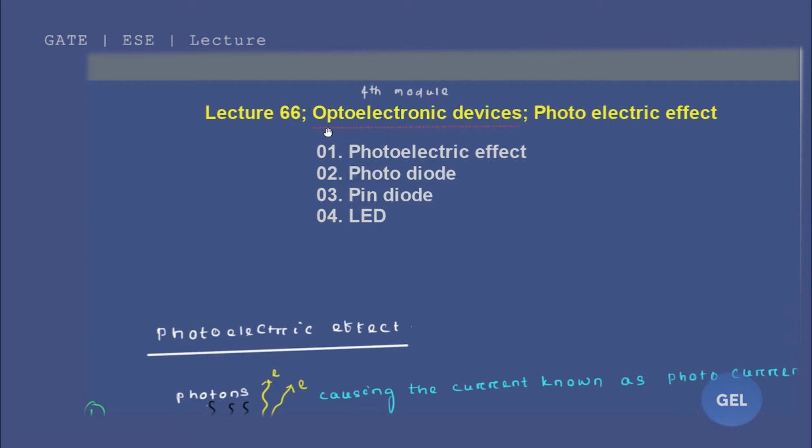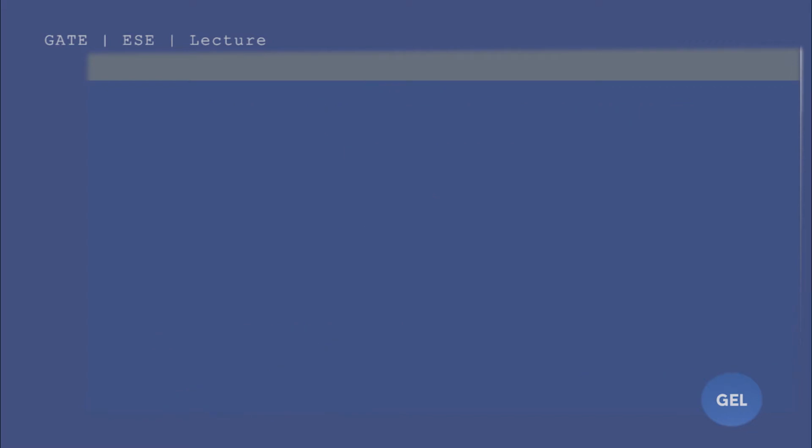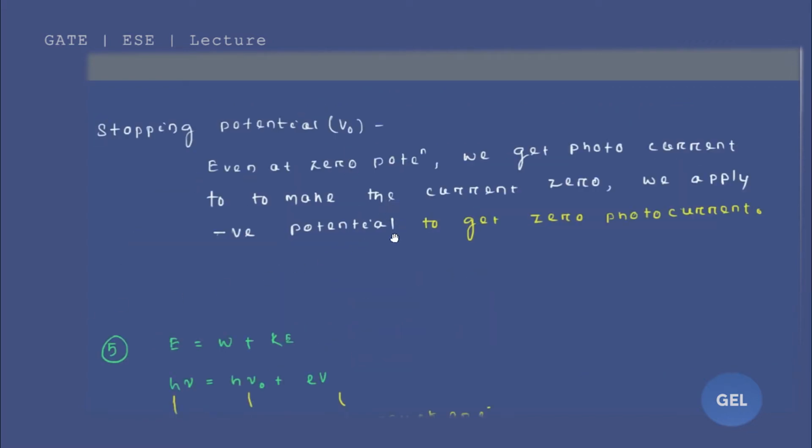We are in the chapter of optoelectronic device. We are in the module of optoelectronic device. We left that PN junction and basic semiconductor physics kind of concepts. Now here we are going into another direction. Look here carefully. What is a stopping potential?